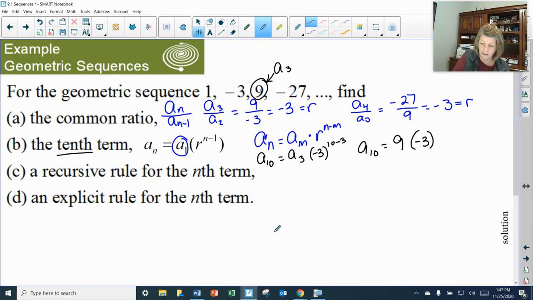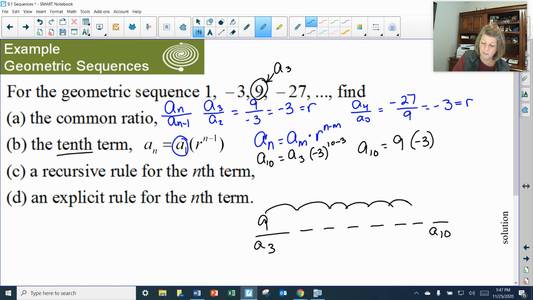So a sub 10, I'm starting at 9, and I need to multiply by negative 3 quite a few times, right? So if I'm at the third term here, 4, 5, 6, 7, 8, 9, 10, and I want to get to my a sub 10th term, and we're starting at 9, I would multiply by negative 3, multiply, multiply, multiply, multiply, multiply, multiply. How many times did I multiply? 1, 2, 3, 4, 5, 6, 7. Or 10 minus 3.